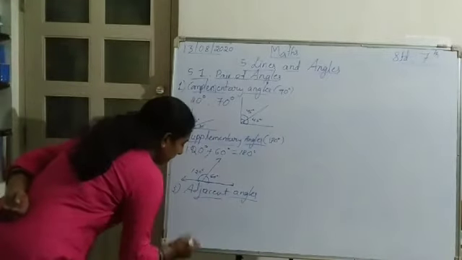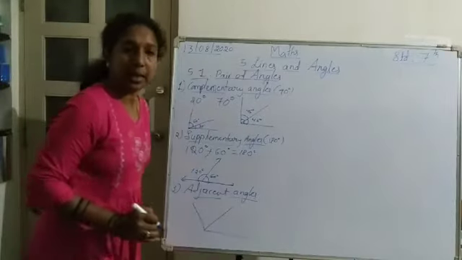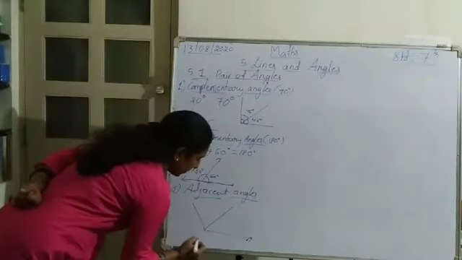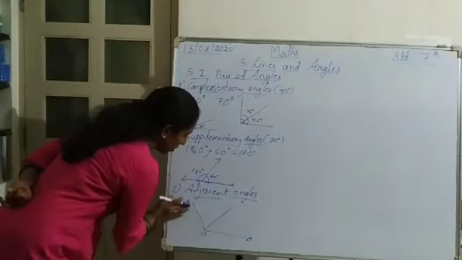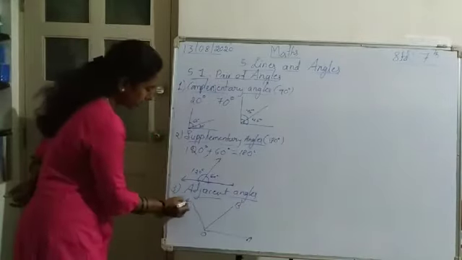Let me take one like this. We can take it any way. So here A, O, and then this one, I will take it as B, and here I will take it as C.